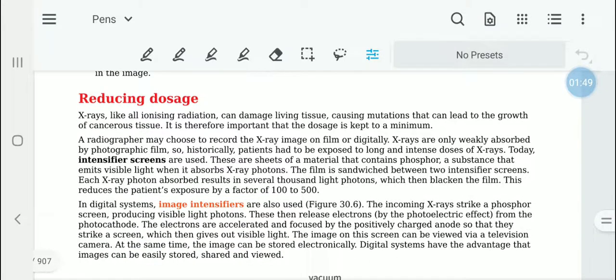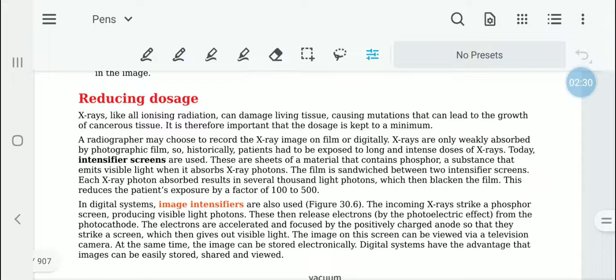To reduce the dosage of X-rays, many things have been developed. At the earlier stages, patients had to be exposed for a longer period of time because X-rays are not easily absorbed by the film. But now something called an intensifier screen is used. This contains phosphor. Phosphor is a substance that emits visible light when it absorbs X-ray photons. So a film is sandwiched between two intensifier screens.